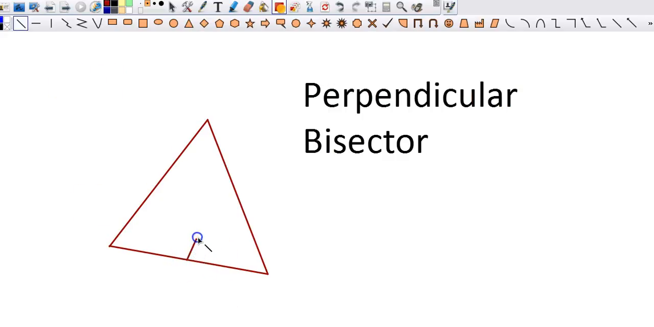If I go, let me use a different color, about halfway across one side at a right angle, it doesn't necessarily have to touch the vertex. In fact, a lot of times it won't touch the vertex. But if it looks like it's at a right angle, it's perpendicular, and it's cutting that side in half. So it's a perpendicular bisector. All three perpendicular bisectors will meet.